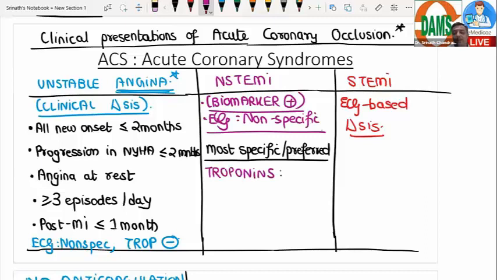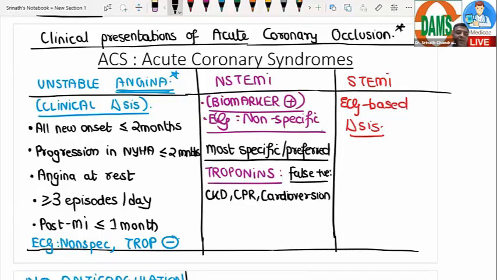But please remember, troponins also have disadvantages. Can you give me a few false positive causes of troponin? False positive causes of troponin important in practice are CKD, CPR and cardioversion. Chronic kidney disease, or after cardiopulmonary resuscitation or cardioversion, troponin can be positive.